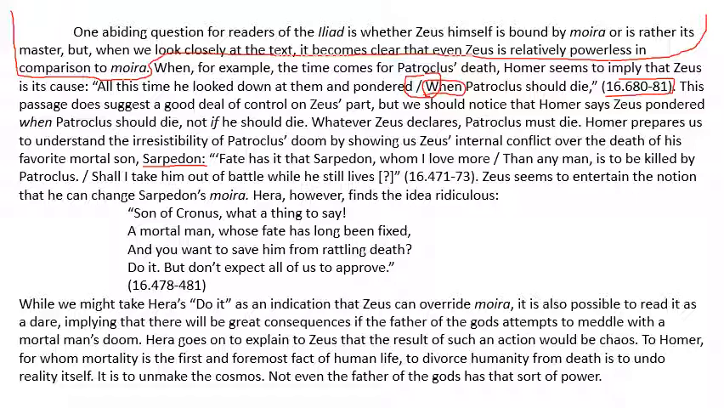Now that's a questionable interpretation, right? It's debatable, I should say. Not really questionable. It's not a bad interpretation, but it's a debatable one, and that's fine. Right? We're trying to make a debatable point. Hera goes on to explain to Zeus that the result of such an action would be chaos. To Homer, for whom mortality is the first and foremost fact of human life, to divorce humanity from death is to undo reality itself. It is to unmake the cosmos. Not even the father of the gods has that sort of power. So then we bring it back around to the topic sentence. So notice how the organization by examples works here. Notice the close reading, the looking at specific passages.